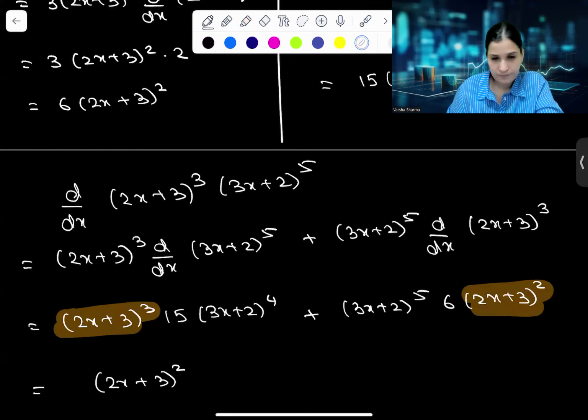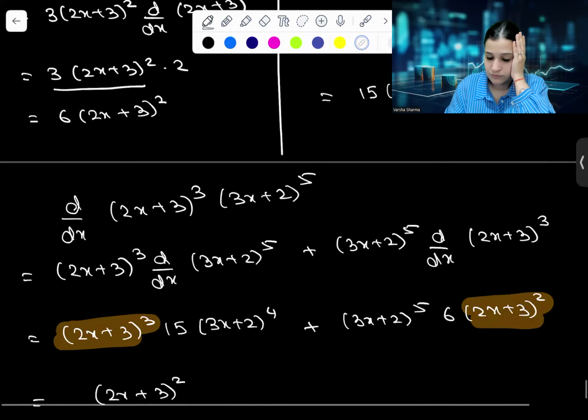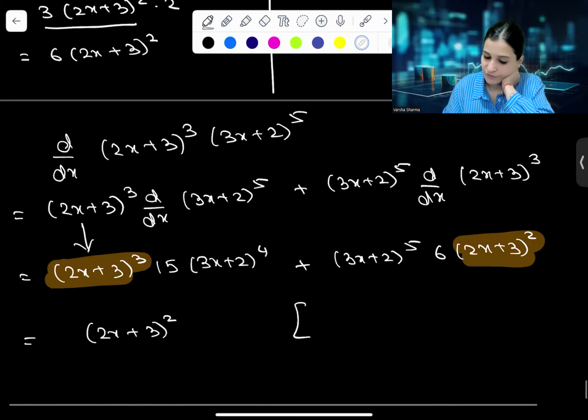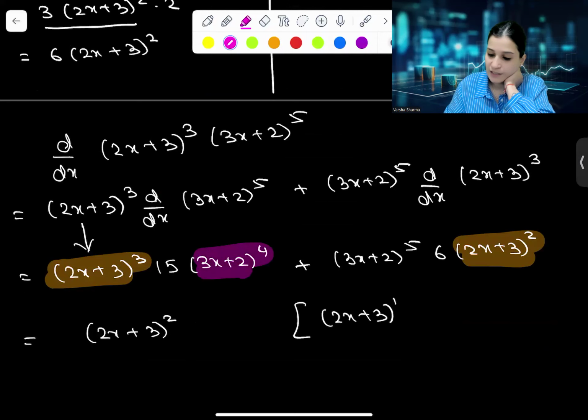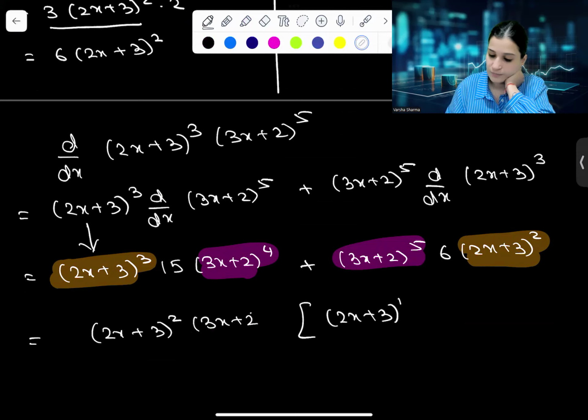Ma'am, a small doubt. When the 3 comes to the front for 2x plus 3, doesn't it become whole square? Where? 2x plus 3 whole cube, when you differentiate, here it is. No, below, ma'am. From here to here. Oh, you've differentiated the other term. Never mind, sorry, ma'am. Okay, so I am left with the first term 2x plus 3, one factor remains here. Then 3x plus 2 is there 4 times here and 5 times here, so I can take 3x plus 2 power 4 common. In the second term one factor remains.